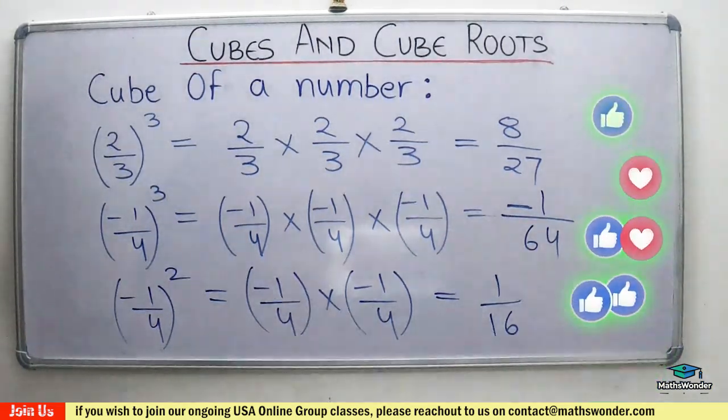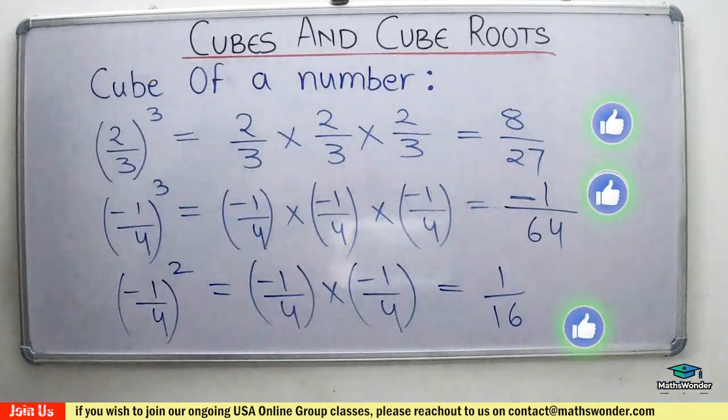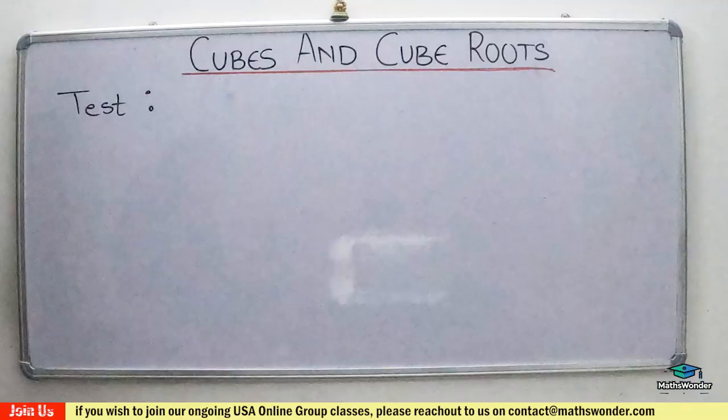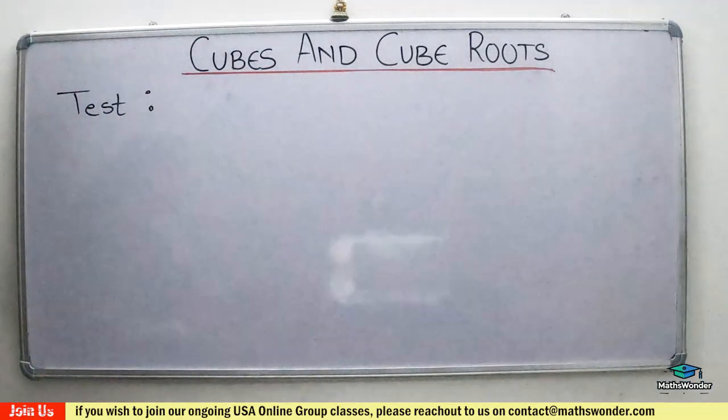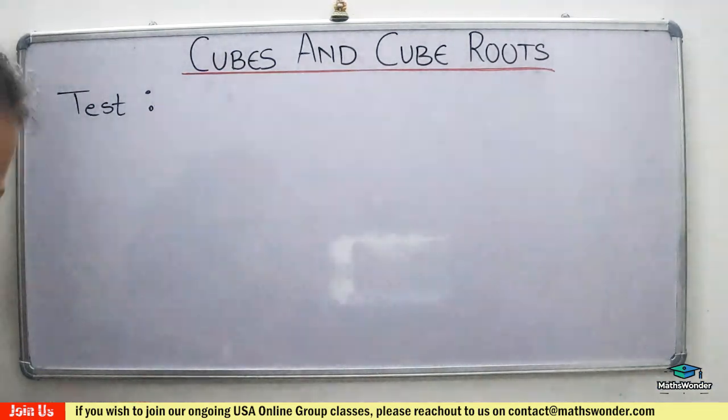Understood the concept? Now, how will you test and find cubes, right? A given natural number is a perfect cube if it can be expressed as the product of triplets of equal factors, right? Triplets of equal factors.